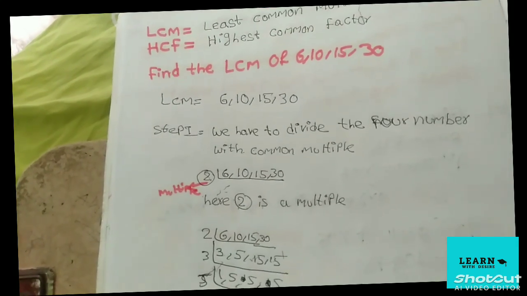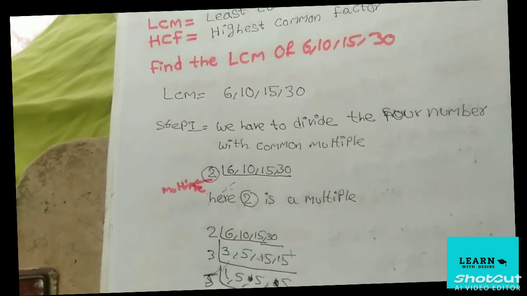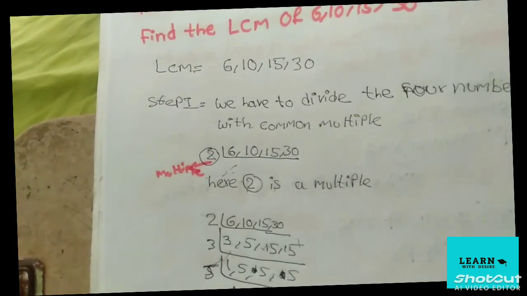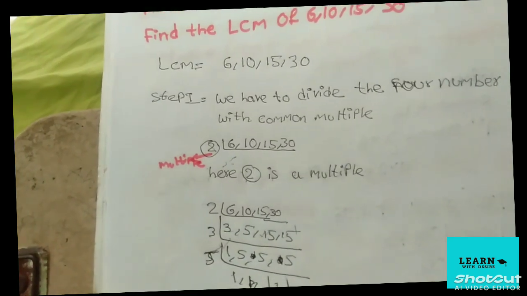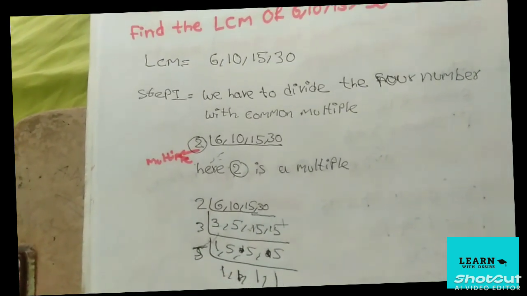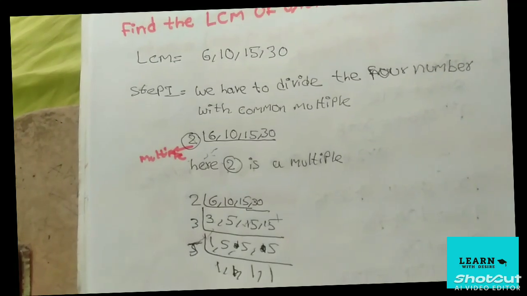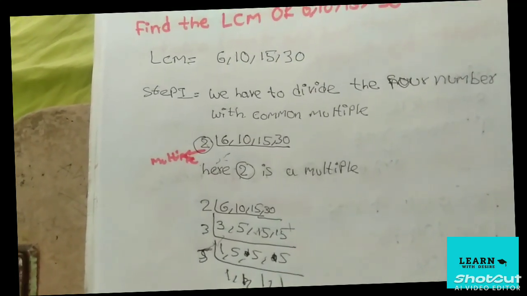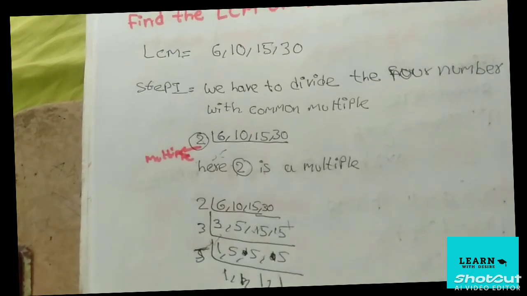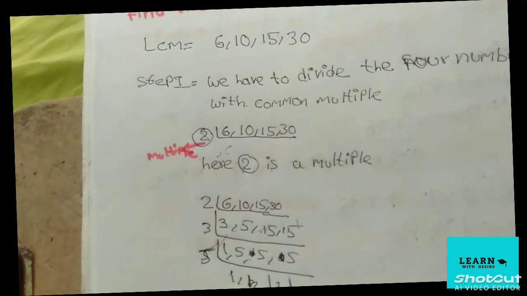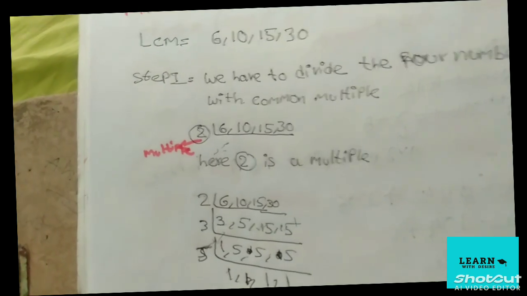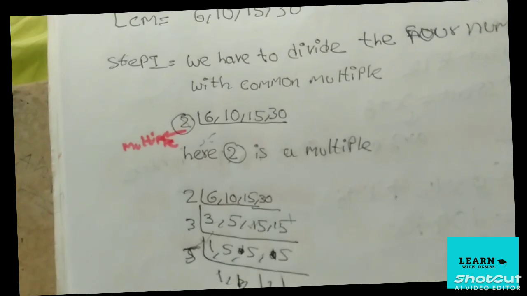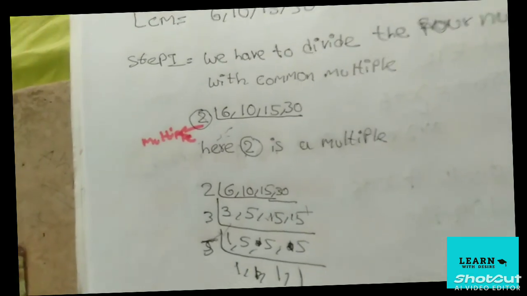Find the LCM of 6, 10, 15, 30. Here the given is this. We have to perform the LCM like this. In step 1, we have to divide the given numbers with the common multiple. That means here you can see the numbers that can be divided with the common multiple, that is 2. That's why here we take the 2 as multiple. Here you can see it is in the format of like this.